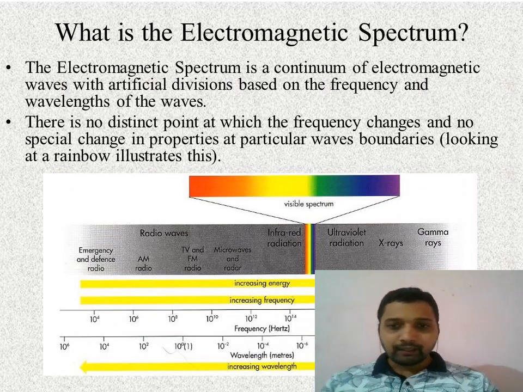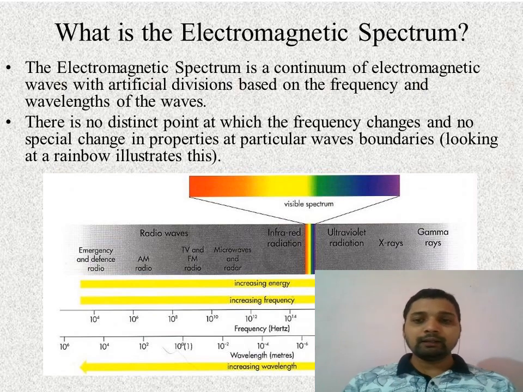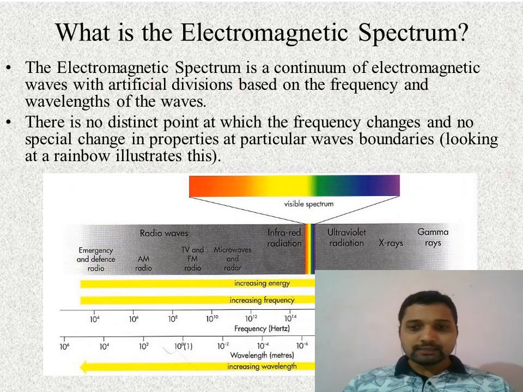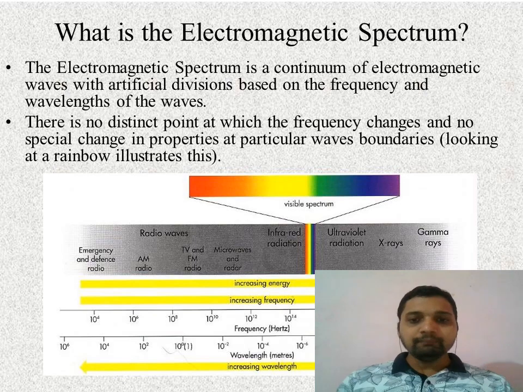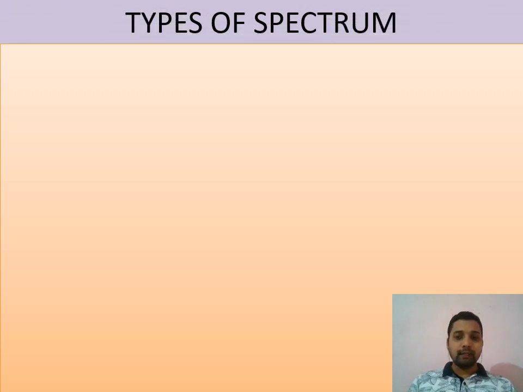Starting from the gamma rays: gamma rays, X-rays, ultraviolet, visible spectrum, infrared, microwaves, and radio waves. So this is the arrangement of all the radiation or spectrum in accordance with their wavelength, in increasing order of wavelength and decreasing order of frequency. Now, in this video, we'll discuss in detail all these radiations. Before going to that, we must know what the types of spectrum are.